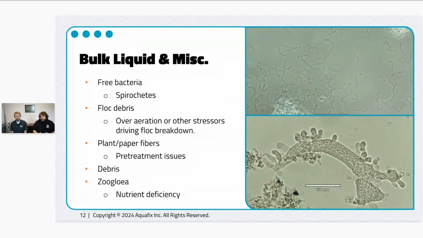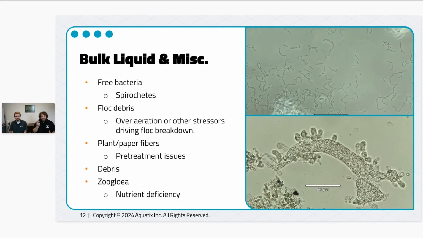And lastly, we're looking at bulk liquid and miscellaneous stuff within the system. We're looking at free bacteria within your bulk liquid that can give us a sign of the microbial sludge age or sludge maturity. We are looking at spirochetes and spirillum, which are a type of free bacteria that are great signs of low DO. You will not have spirochetes or spirillum if you don't have low DO in your system or a low DO section earlier on in your system.